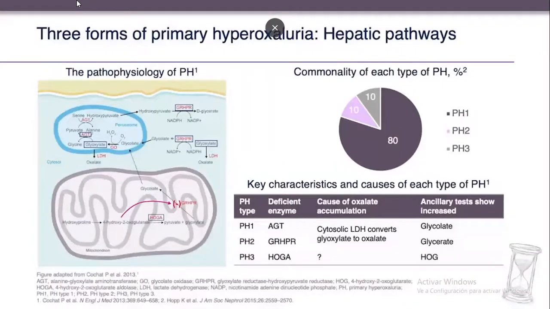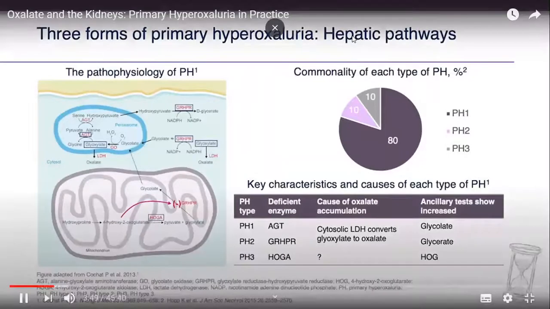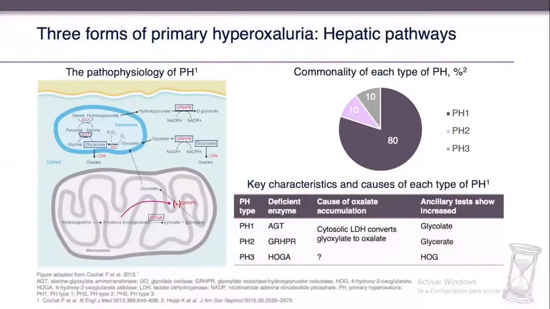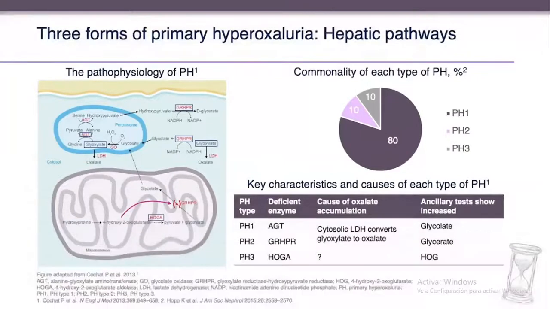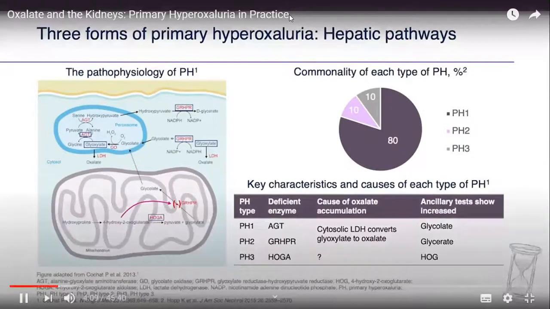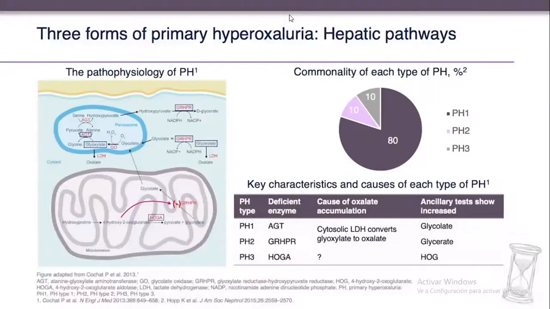In primary hyperoxaluria type 3, the HOGA1 enzyme is involved in catalyzing cleavage of hydroxy-2-oxoglutarate into pyruvate and glyoxylate. Deficiency of this enzyme results in primary hyperoxaluria type 3, but the exact mechanism by which oxalate overproduction occurs in primary hyperoxaluria type 3 is not yet completely understood.